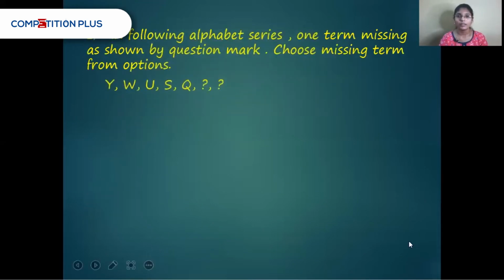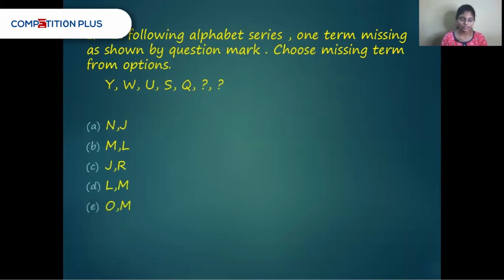In the following alphabet series, one term is missing as shown by the question mark. Choose the missing term from the options. Step number 1 is to find out the logic of the given question. You have letters like Y, W, U, S, Q, and the next two terms are being asked. So let us first solve for the pattern of the given series. Here the letters of the alphabet are in the backward direction.